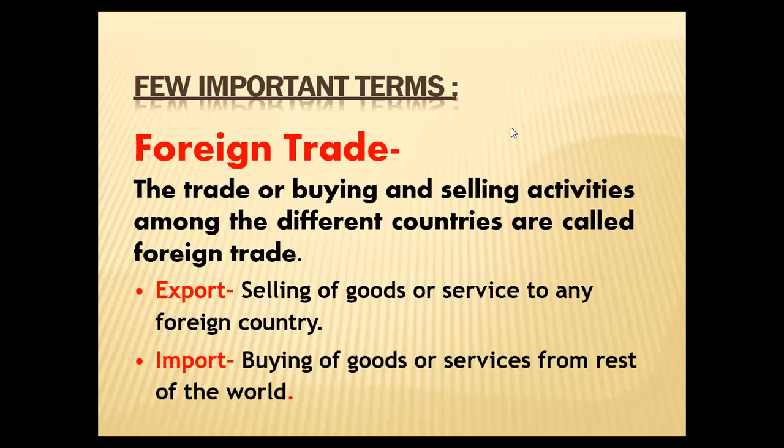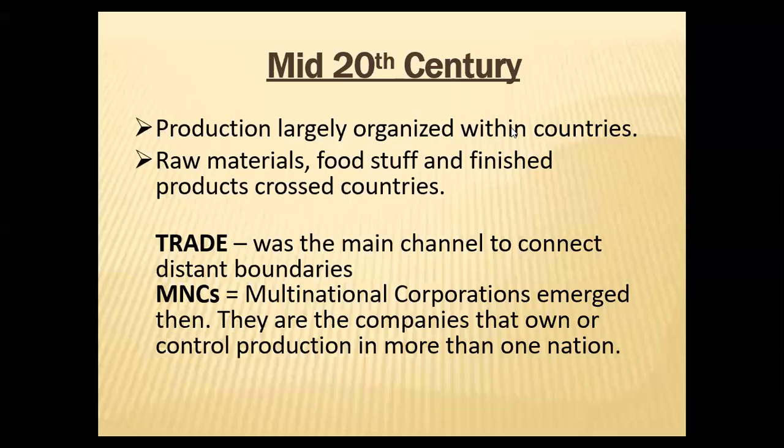Now, until the middle of the 20th century, production was largely organized within the country. So, what crossed the boundaries of these countries were raw materials, foodstuff, and finished products.